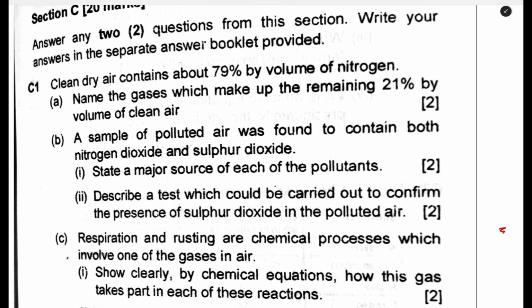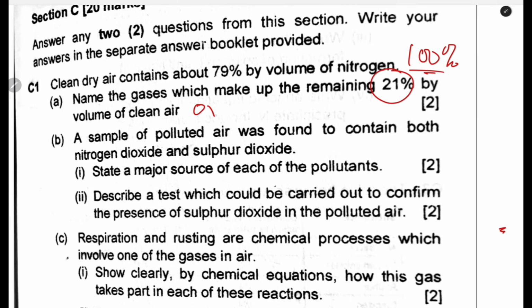The first question is, name the gases which make up the 21% by volume of air. Now we know that 21% is oxygen, but here they are saying gases. And normally nitrogen here is quoted as 78, but here we're given 79. Now if you add 21 and 79, it is giving us 100%. So all other gases should be in 21%.